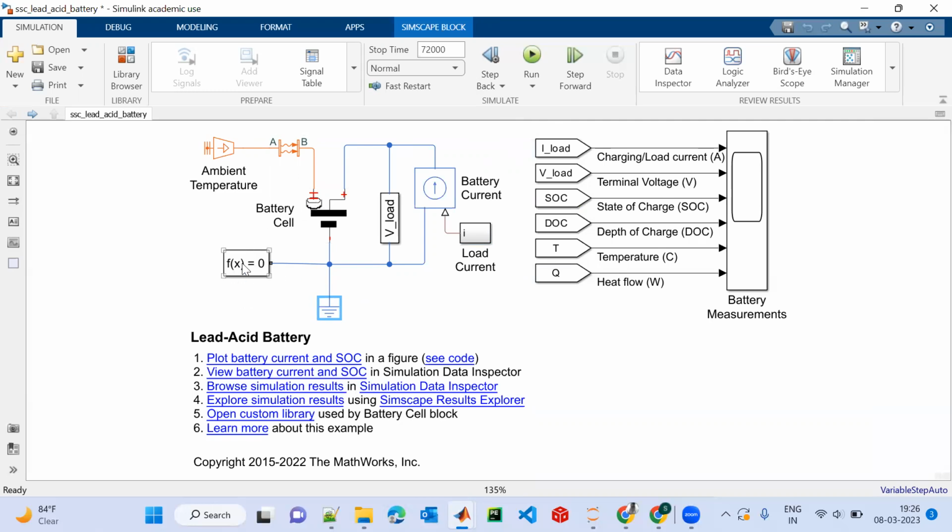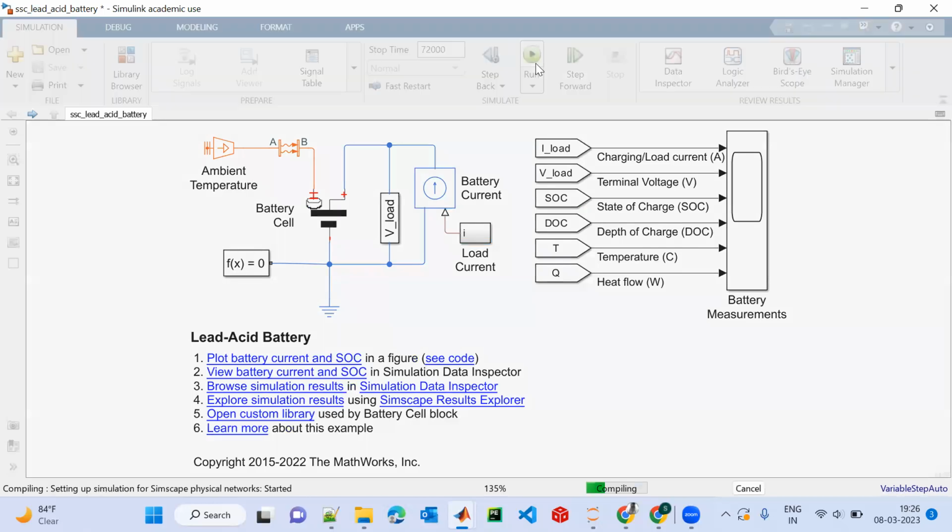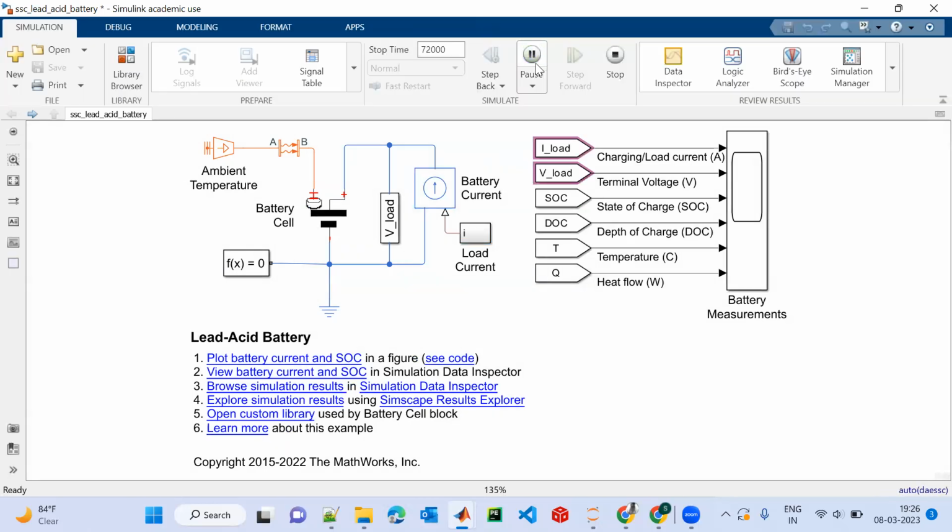So that's why this solver configuration block is connected. And I have not mentioned this. This is basically the constant current source. We are providing the current value through this current source, and it is sending it over the battery, over this cell. Now, you can see the time is already set to 72,000 seconds. If I just run the simulation, it will take some time.